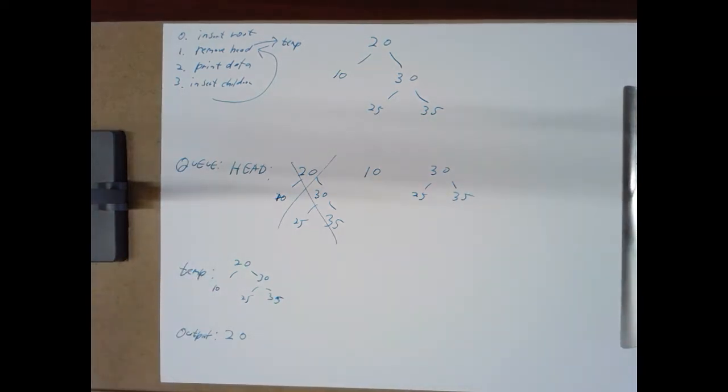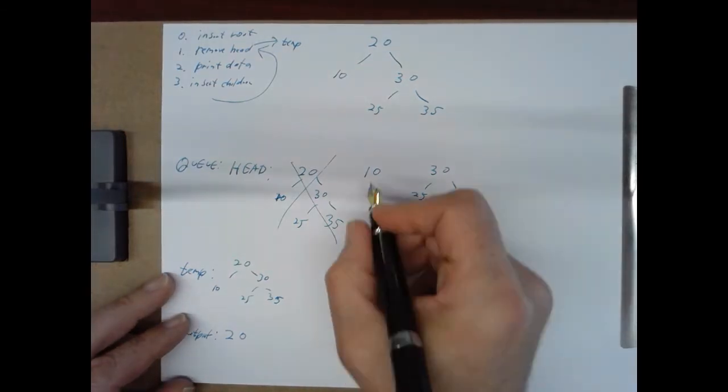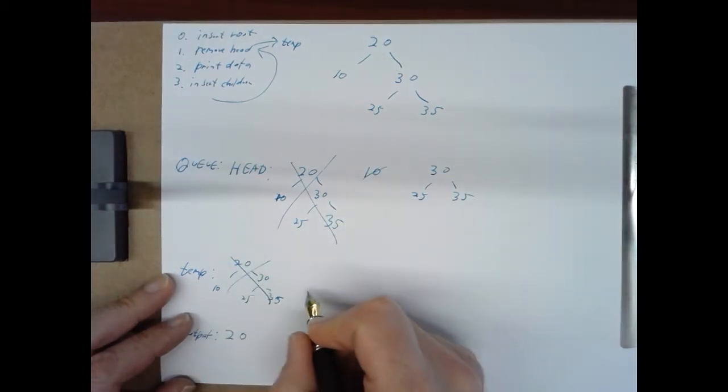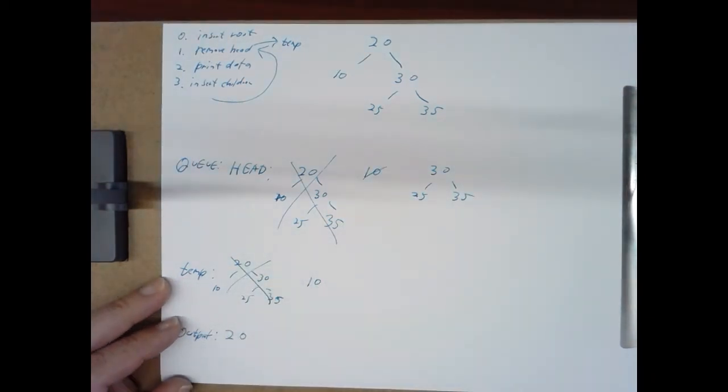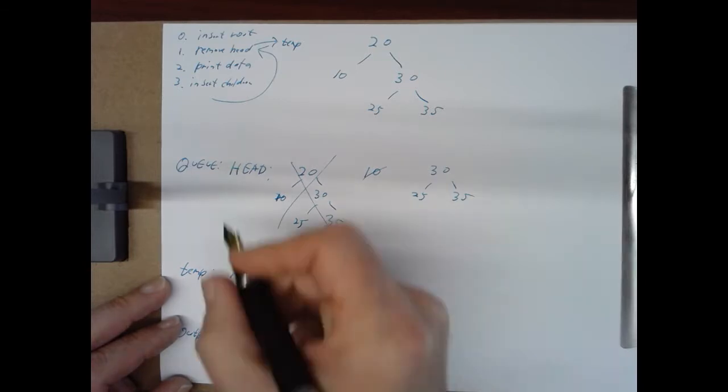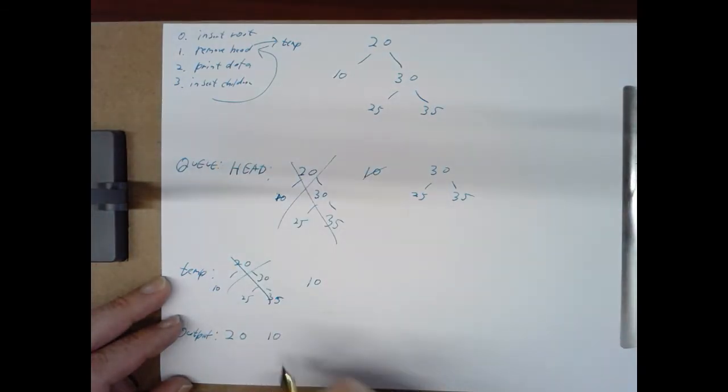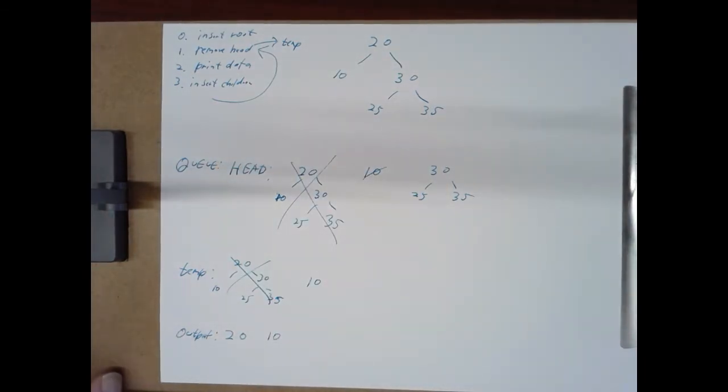So now we've got 2 things in our queue, 2 trees. And we go back to step 1. So remove the head, so we get rid of that 10, and our temporary tree is just this single node tree which has a 10. We print out the data. And then we insert its left and right children. Well, the left child is null, so we don't insert. The right child is null, so we don't insert. And we go back to step 1.